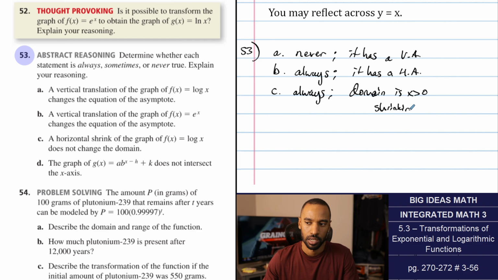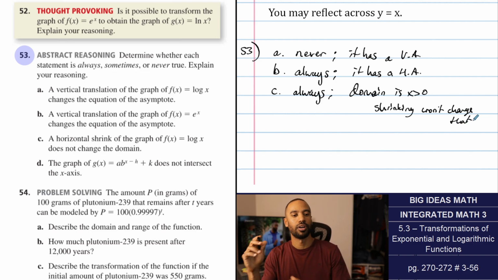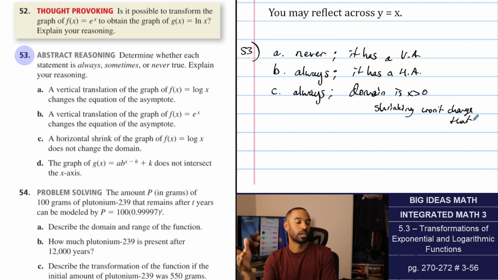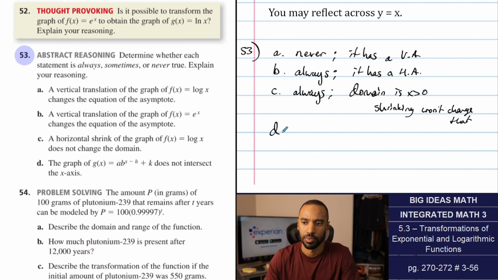Shrinking won't change that. Oh, hold on a second. I wonder if that considers reflections. I don't think so. But if they said shrink by a factor of negative 1/2, I don't think they can say the negative. I think that has to be stretches. So I'm going to say always for that one.